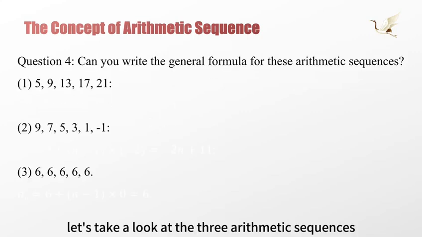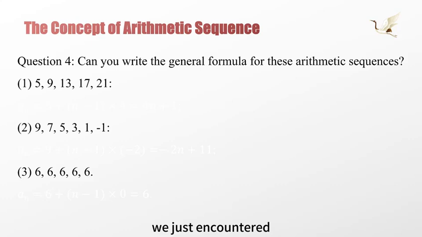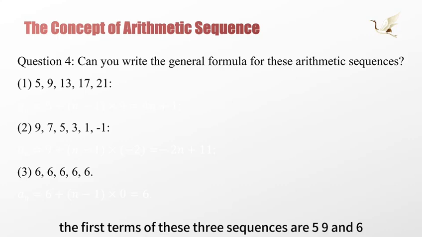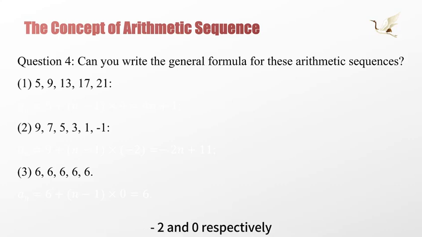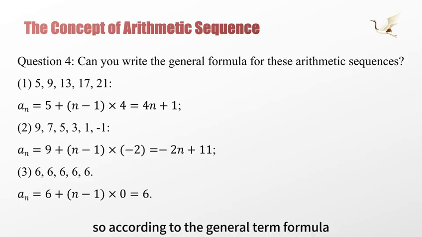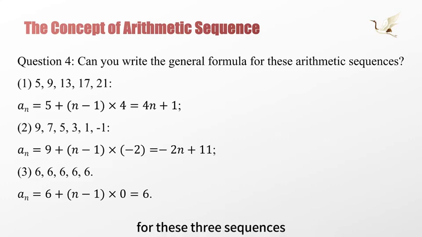Next, let's take a look at the three arithmetic sequences we just encountered. Can you write the general formula for these arithmetic sequences? The first terms of these three sequences are 5, 9, and 6, and we have just studied that their common differences are 4, -2, and 0, respectively. So according to the general term formula, we can obtain the general term formulas for these three sequences as 4n+1, -2n+11, and 6, respectively.